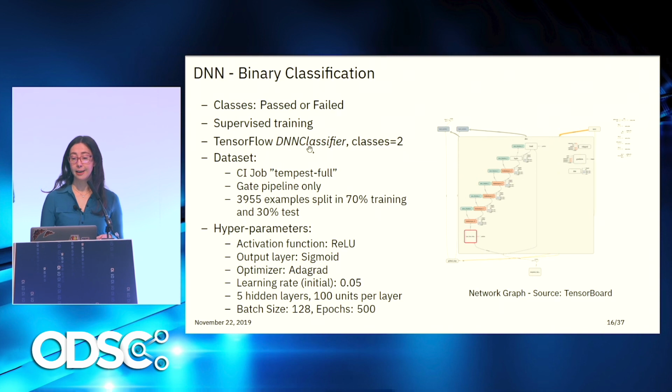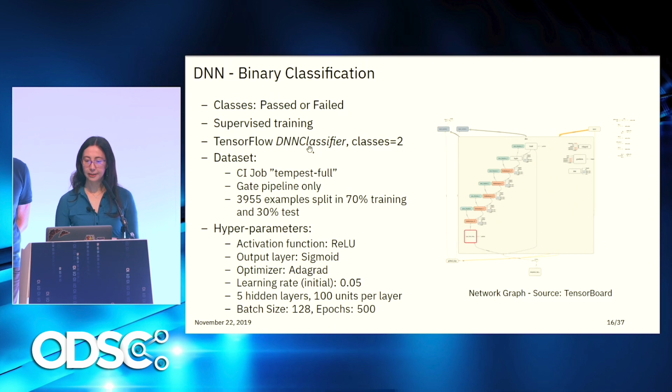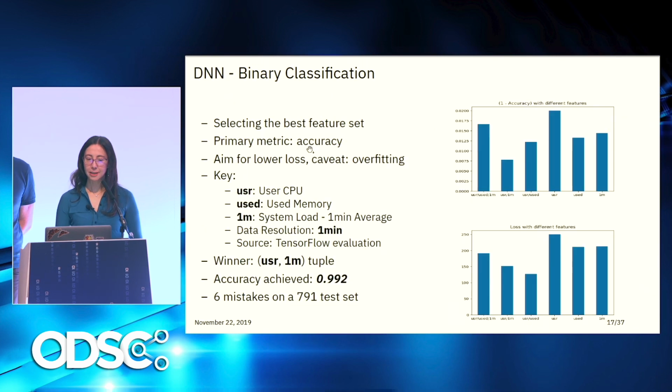And as we can see in the figure, we used a network topology with 5 hidden layers and 100 cells. Our primary metric was accuracy. We also kept an eye on the loss. And the first evaluation we wanted to do was to see if there was one specific feature or a set of features that would achieve a high accuracy. So in our initial data set, we were contemplating as features the user CPU, the user memory, and the system load, 1M here in our figures. And we started with a data resolution of 1 minute.